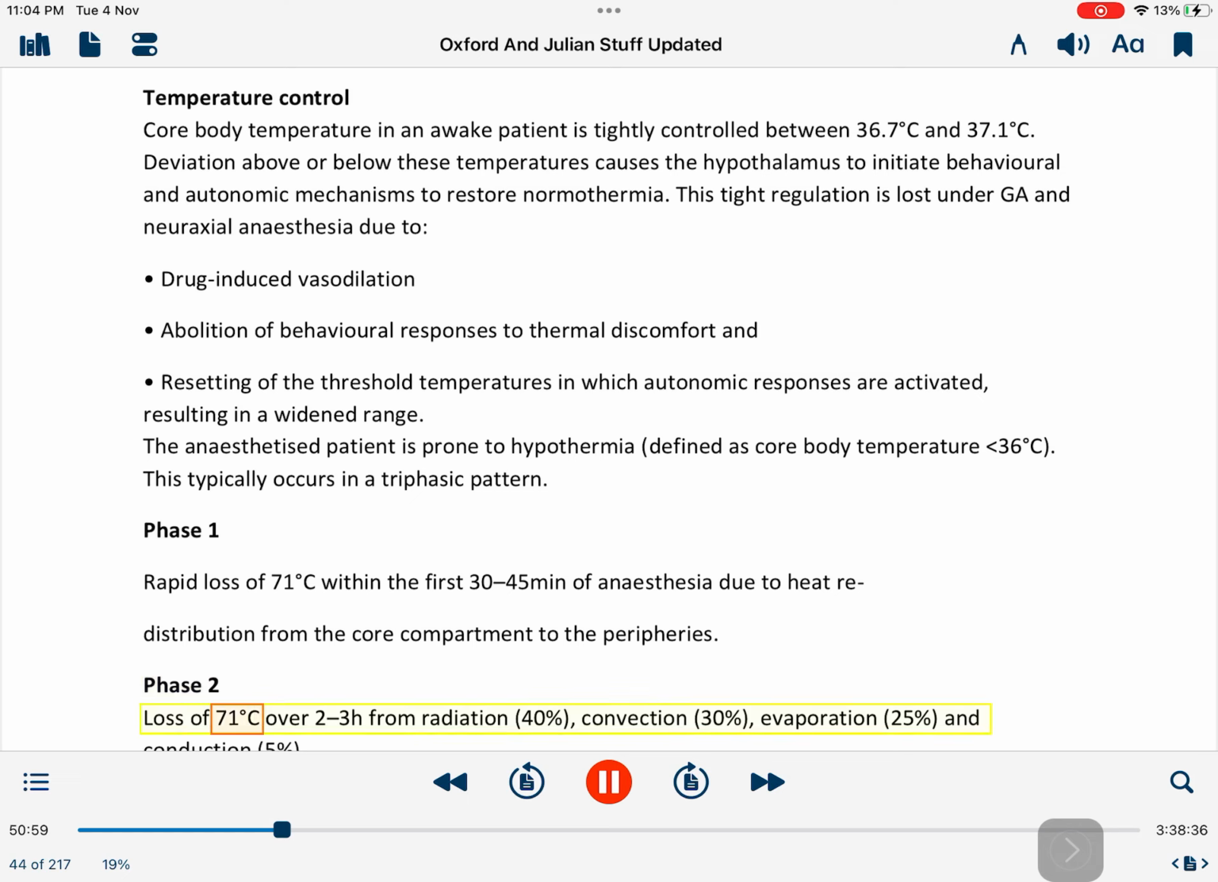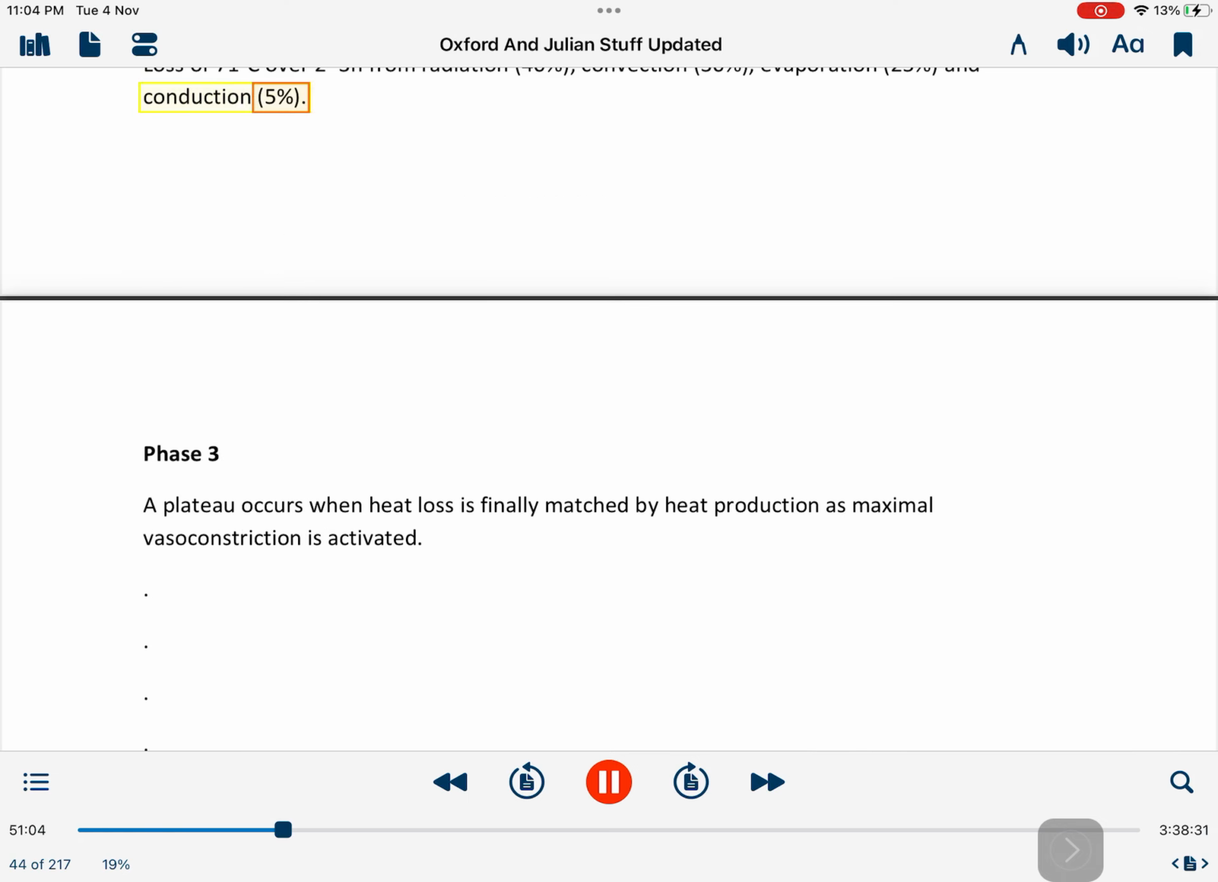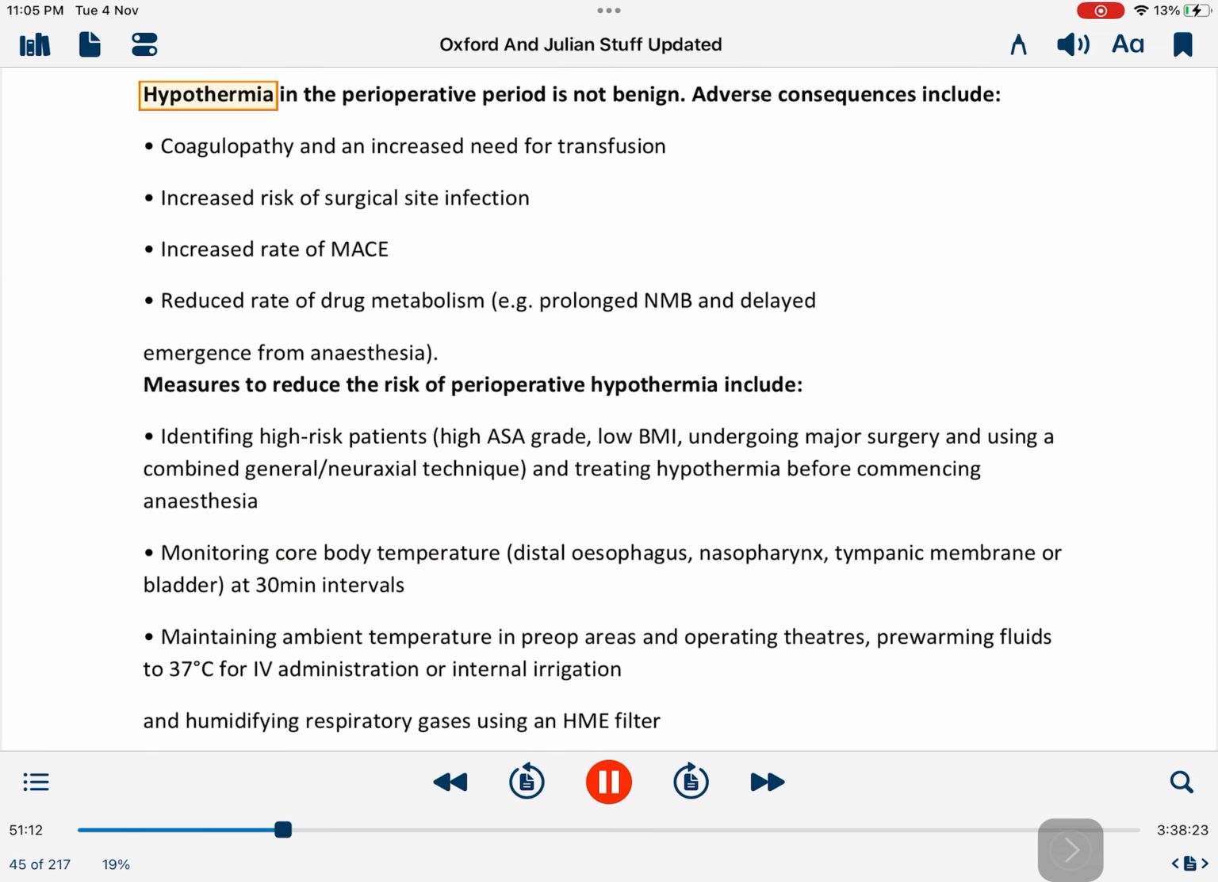Phase 2: loss of 1 degree Celsius over 2–3 hours from radiation 40%, convection 30%, evaporation 25%, and conduction 5%. Phase 3: a plateau occurs when heat loss is finally matched by heat production as maximal vasoconstriction is activated. Hypothermia in the perioperative period is not benign.